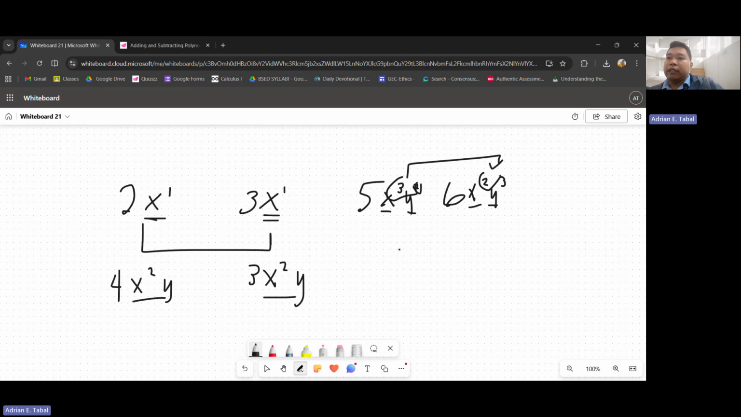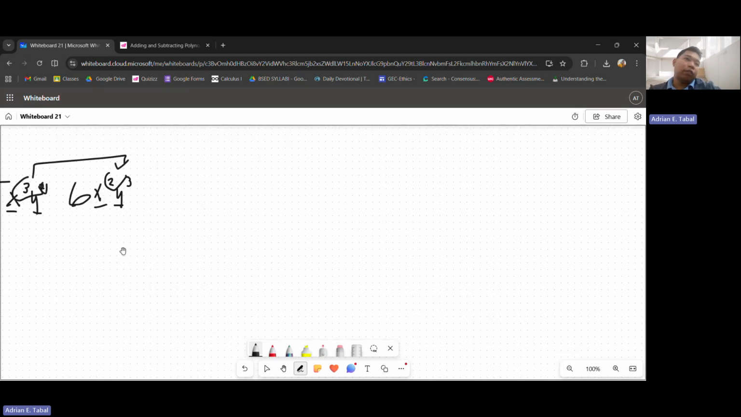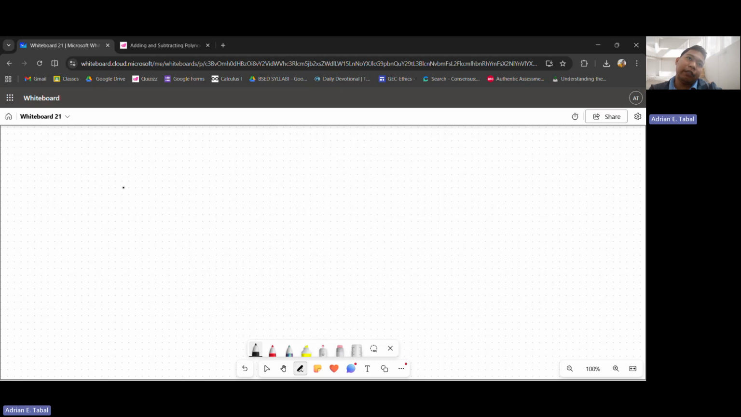So again, always remember we can only add and subtract polynomials which are like terms: same variables, same exponents of the variables. To add or subtract like terms, very simple. For example, we have 5x squared plus 6x squared. All you need to do is add the numbers, 5 plus 6, that is 11, and copy x squared. That is how you add polynomials. Again, you just add the numbers 5 plus 6, that is 11, and copy x squared. You do not add the x squared.